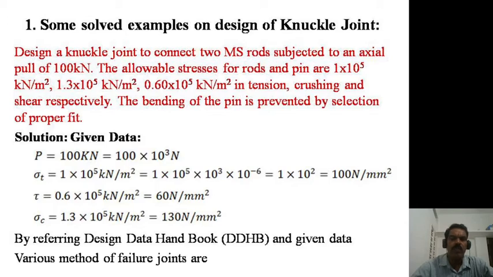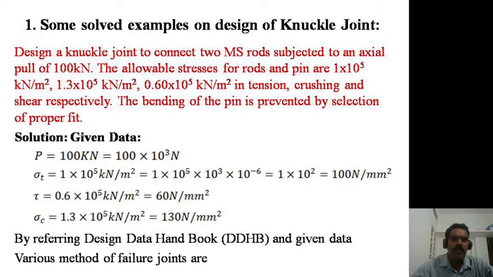What are the given data? Let us understand first. Read the question carefully once again. The pull is given, and pull is nothing but load. Load is denoted by capital P, so P is equal to 100 kilonewton. We have to convert it into Newton, so P is equal to 100 into 10 to the power of 3 Newton.